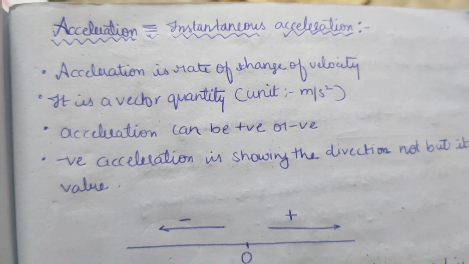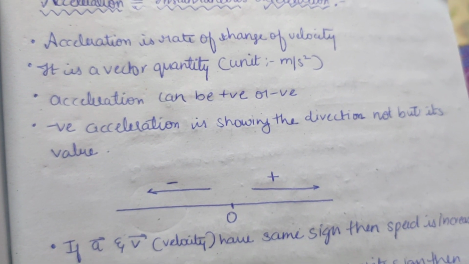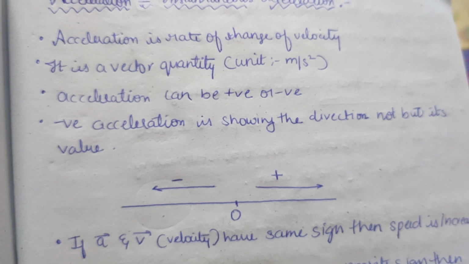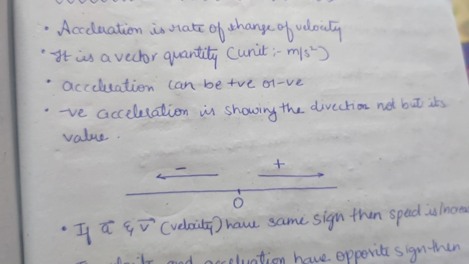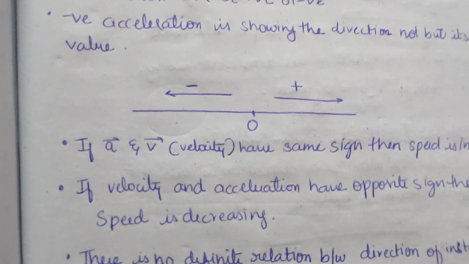Now acceleration, which is equivalent to instantaneous acceleration. Acceleration is the rate of change of velocity. It's a vector quantity. Unit is meter per second square. Acceleration can be positive or negative. Negative acceleration shows the direction but not its value.